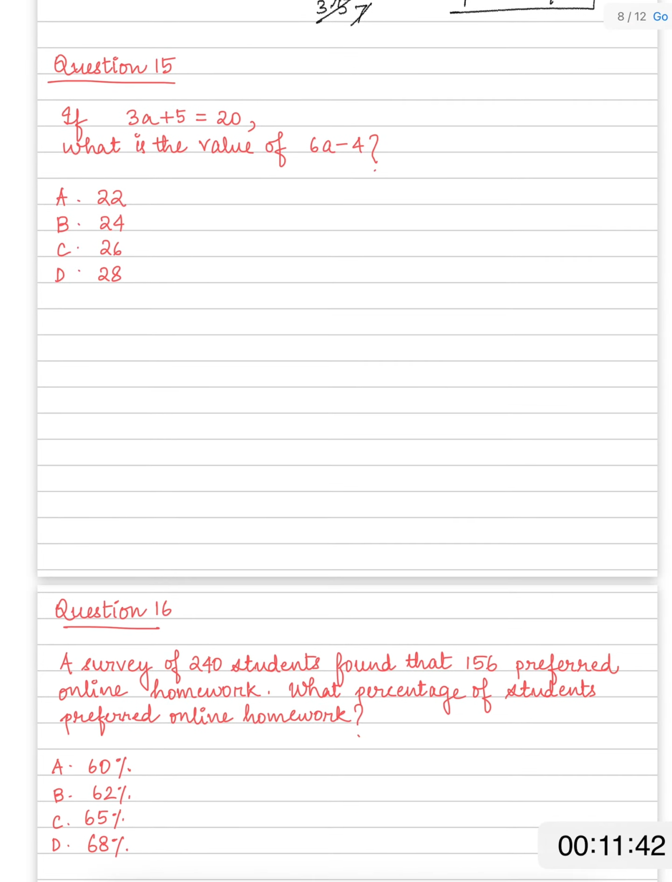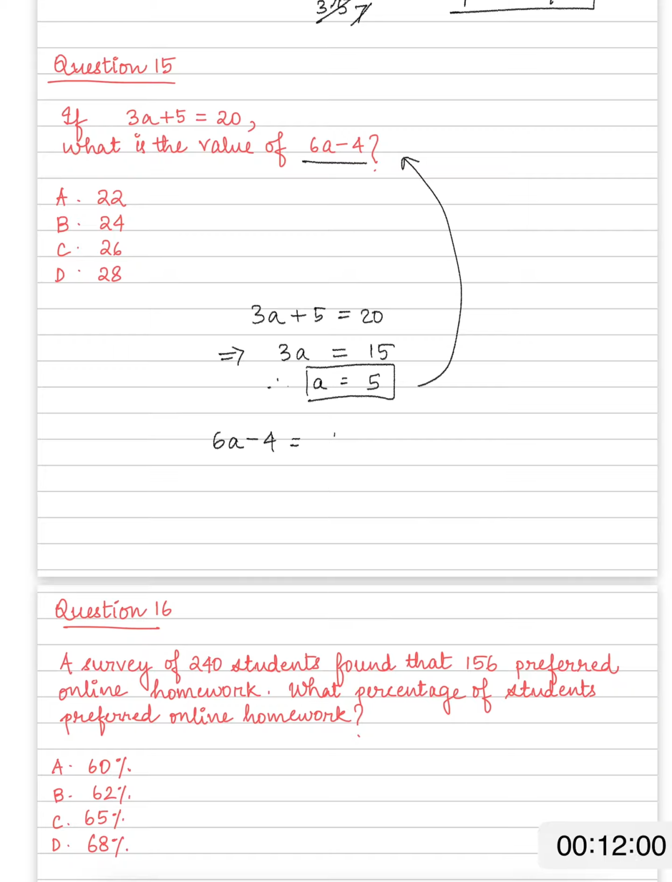Now for 15. 3a plus 5 is 20. We need to find the value of 6a minus 4. So 3a plus 5 is 20, 3a is 15, a is 5, right? Now we need to get 6a minus 4. 6 into 5 minus 4. 30 minus 4, which is 26. So option C will be the correct choice.